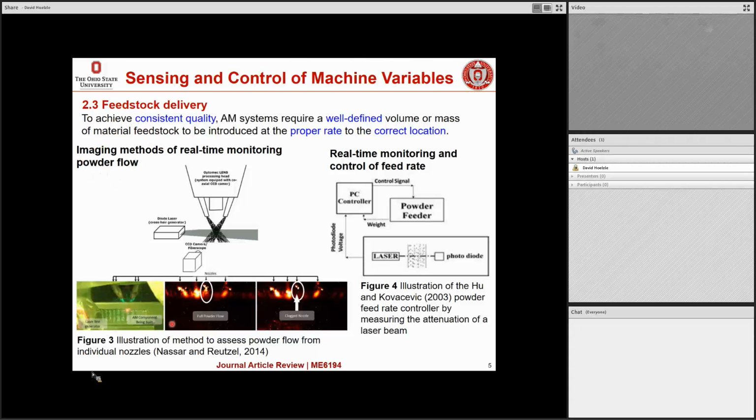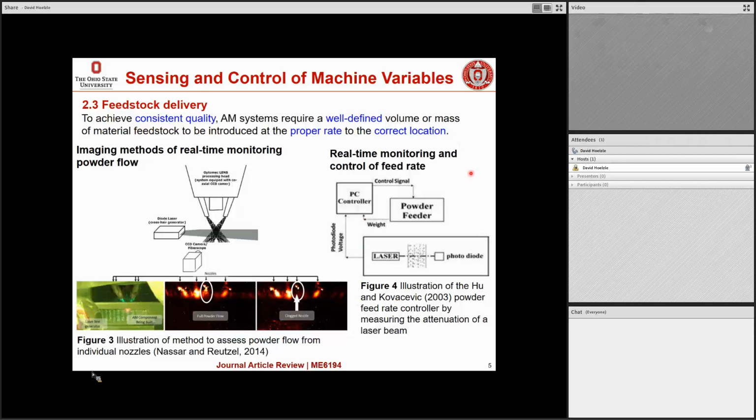Let's see here. Here they use two cameras. And if we compare the two white circles in the middle and the right images, in the middle we can see the light reflection from the powder flow, but within this circle there is no light reflection from the powder. So we can recognize that here the nozzle is clogged.